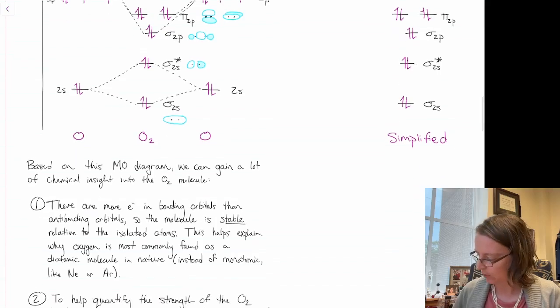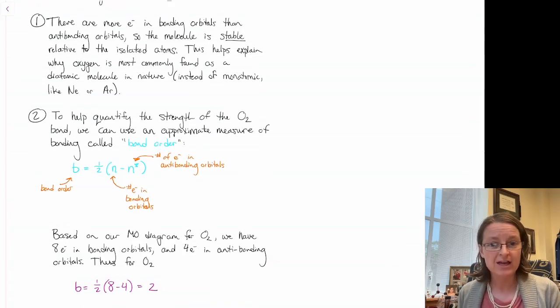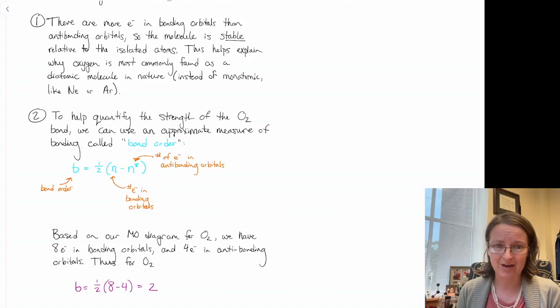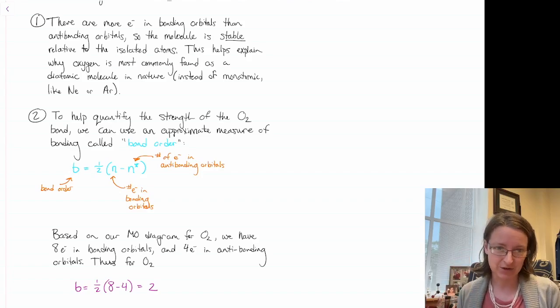If we want to make this argument more quantitative, we can go ahead and calculate something called bond order. Conceptually, bond order means the same thing that it meant during Lewis theory. It means the same thing that it meant during valence bond theory, which means a bond order of one corresponds to a single bond, a bond order of two corresponds to a double bond, and a bond order of three would correspond to a triple bond. It's just that in MO theory, how we're going to calculate bond order is a little bit different. We're going to use the formula B, the bond order, is equal to 1/2 times the number of electrons in bonding orbitals minus the number of electrons in antibonding orbitals.